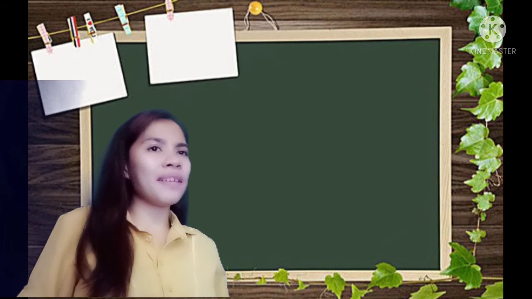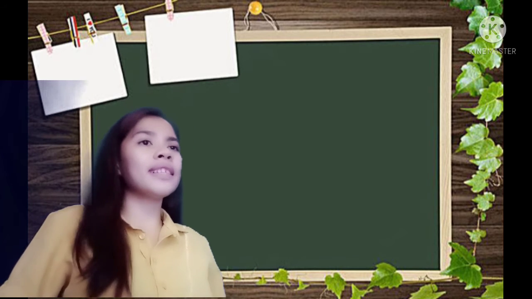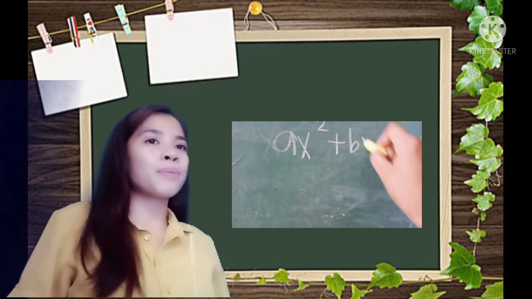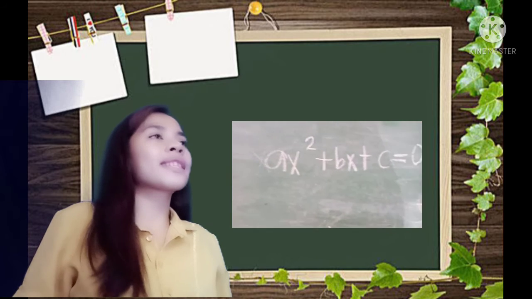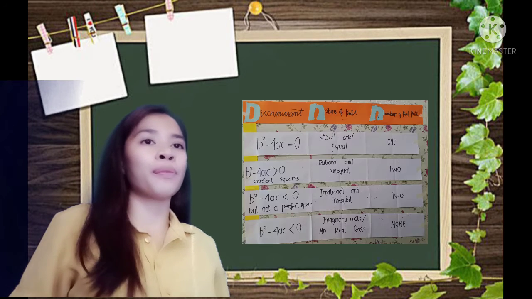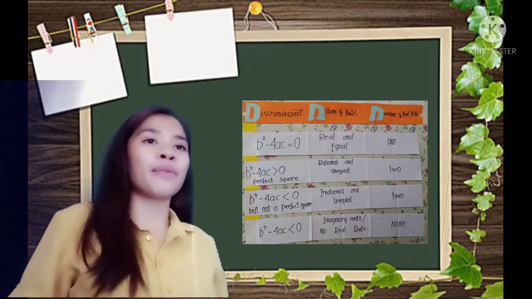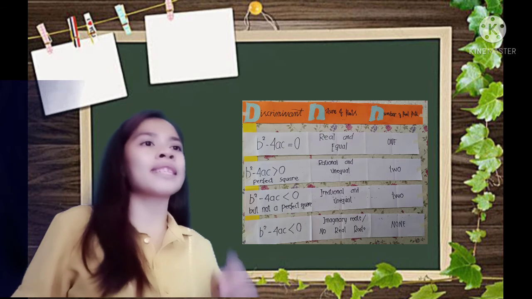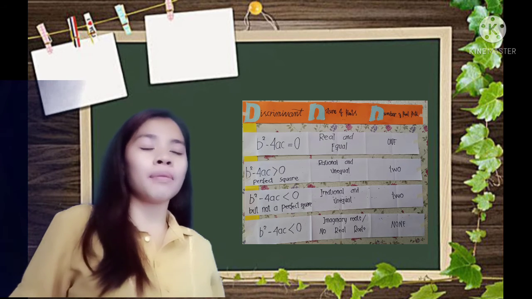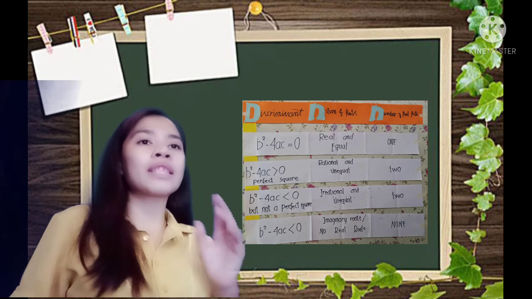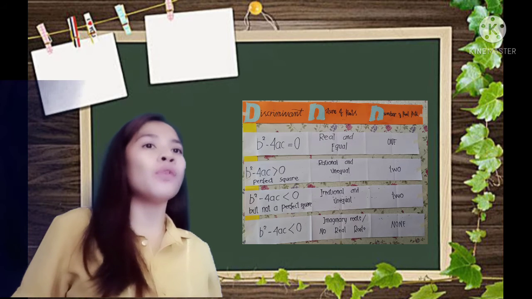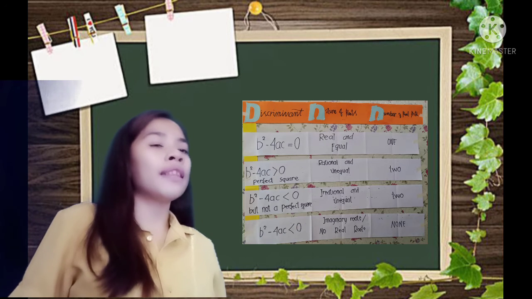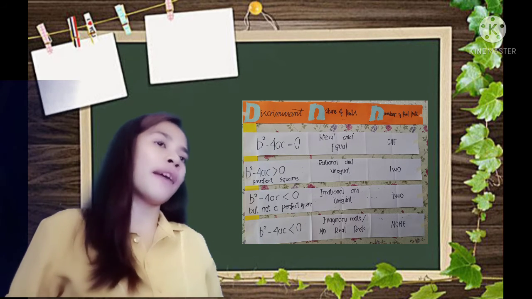Now, if a, b, and c are integers, then the type of solutions of a quadratic equation ax squared plus bx plus c equals 0 is determined as follows. So we have the discriminant. If the discriminant is equal to 0, the nature of roots is real and equal, and it has one real root. If the discriminant is greater than 0 and it is a perfect square, then the nature of roots is rational and unequal, and it has two real roots.